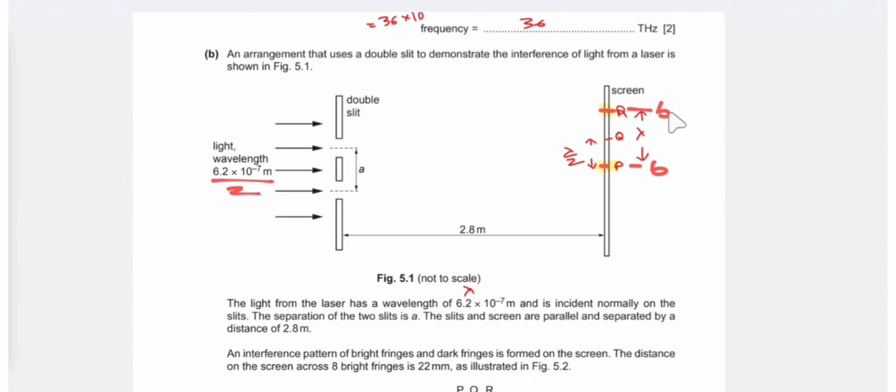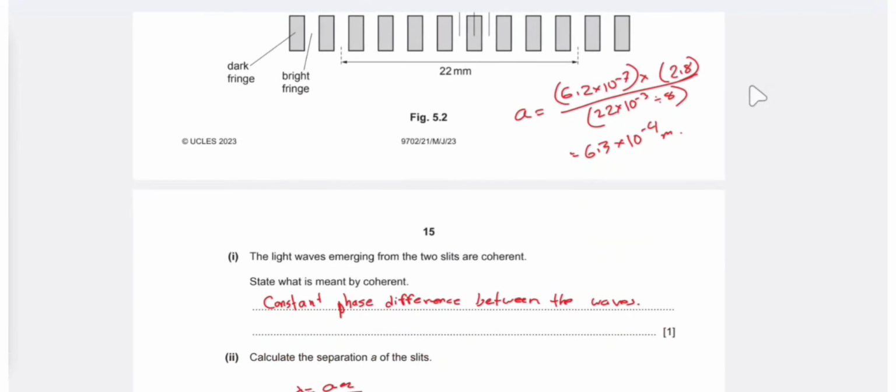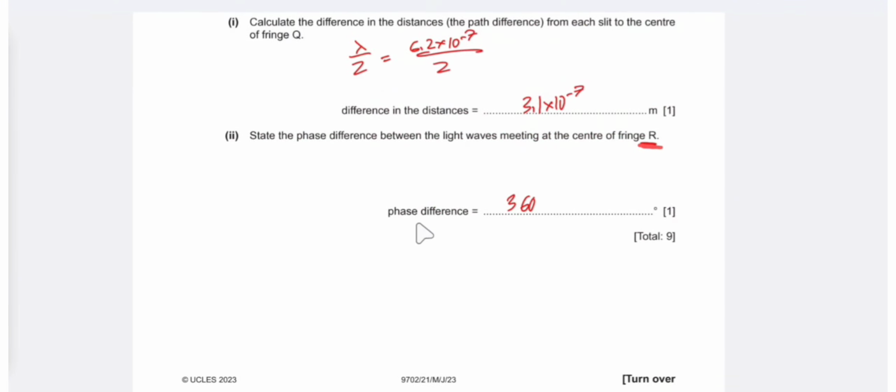So between two bright fringes, the path difference is lambda and the phase difference is 360 degrees. While from P to Q, since P is bright and Q is dark, bright to dark is lambda by 2, that is the path difference, and the phase difference is 180 degrees. So P to R, since bright and bright, the phase difference is 360 degrees. Similarly, if there is another bright point, then the phase difference would be 720 degrees. So the phase difference between P and R is 360 degrees between the two bright fringes.